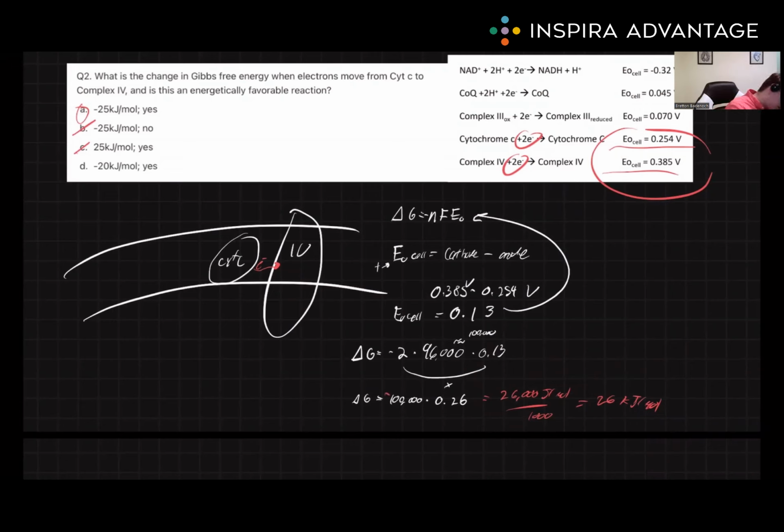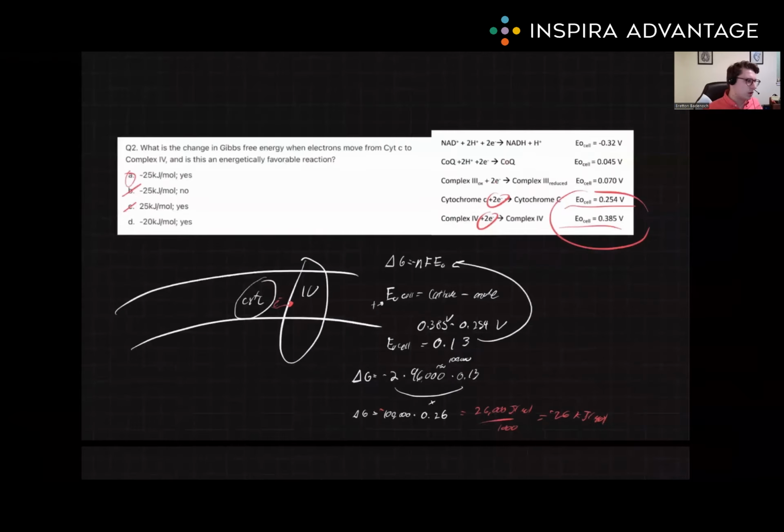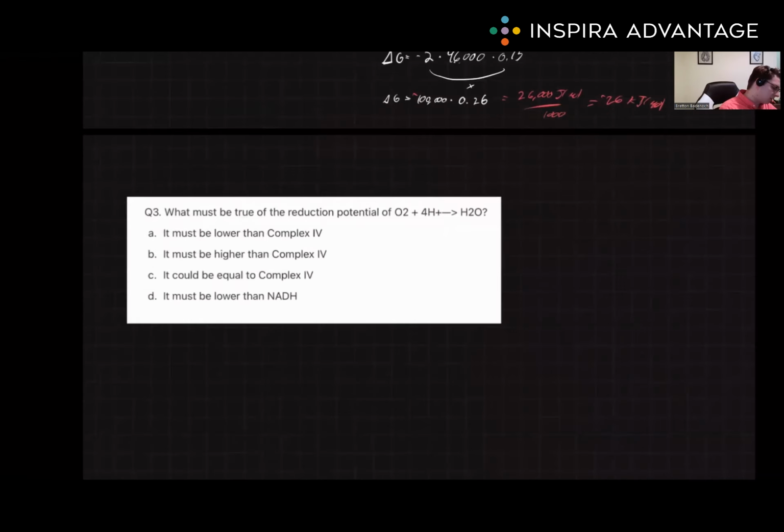And my apologies, I dropped the negative sign there. So that's how you would do the math and thinking for question 2. Let's take it up a notch.